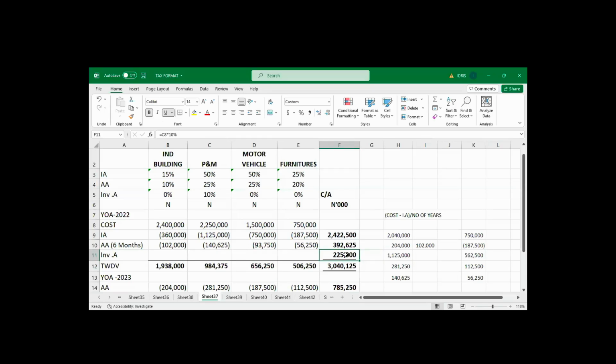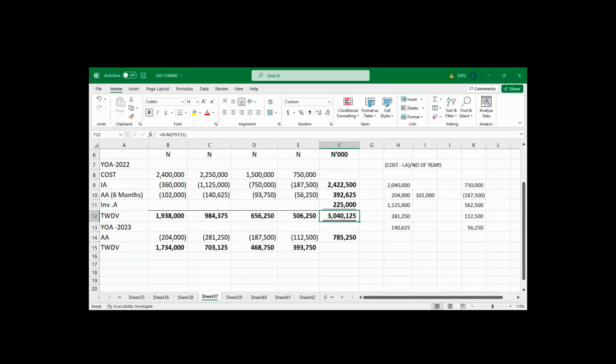How do I get the investment allowance? 10%. Investment allowance is only applicable to plant and machinery, and it is 10% of cost of plant and machinery. What is 10% of cost of plant and machinery? 10% of 2,250,000 will give us 225,000. That means my first year, 2022 year of assessment, the capital allowance is how much? 3,040,125.